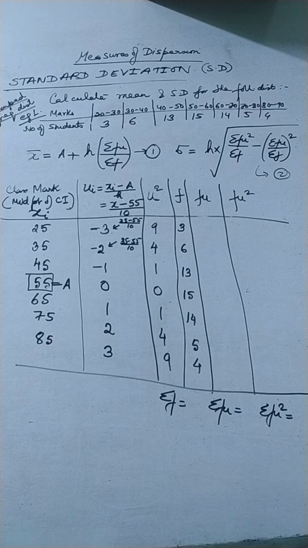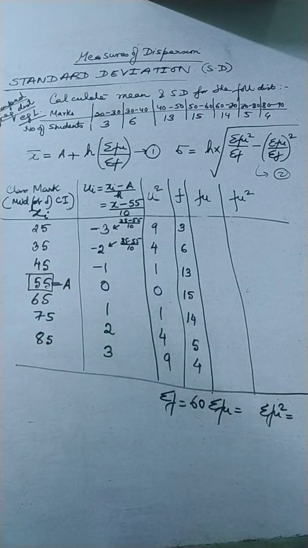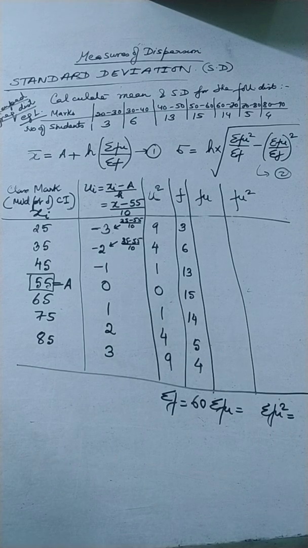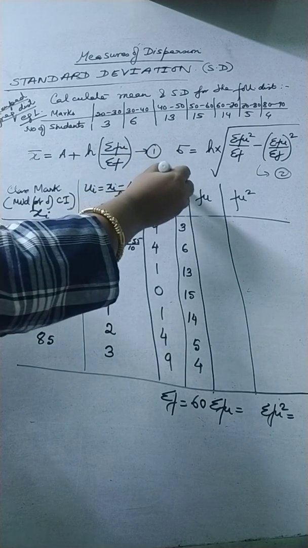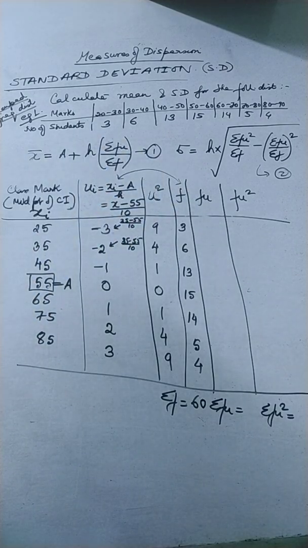13 plus 15 plus 14 plus 10 plus 8. So that makes 60. Addition everyone can do mentally or otherwise. Now f into u. That means this with this. Be very, very careful. So minus 3 with 3.